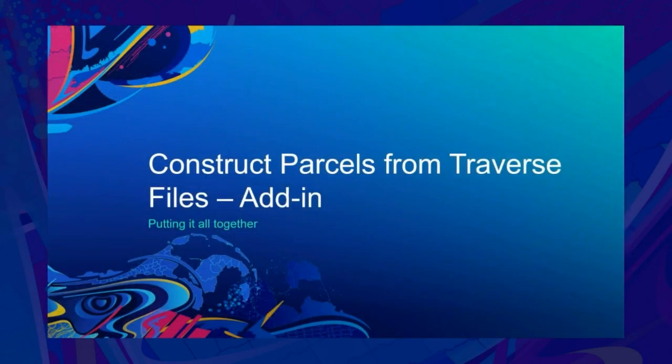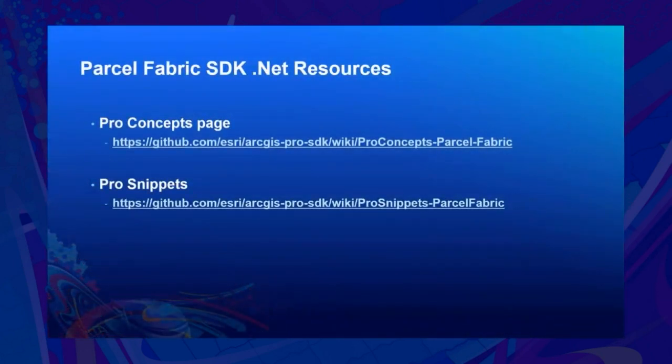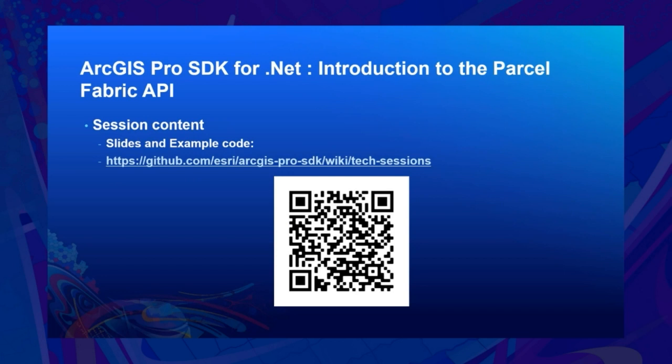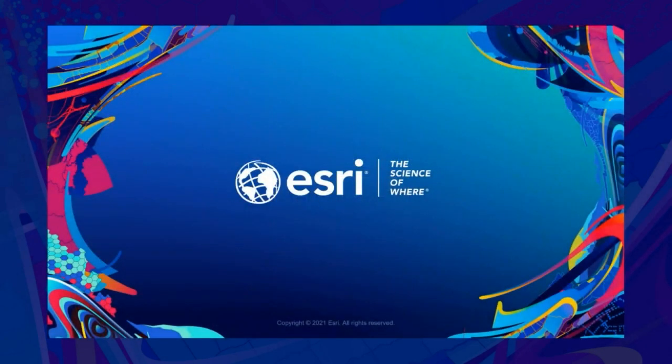Well, that brings us to the end of the session. But before we end, here are some resources. There's a Pro Concepts page that you can get from this link, and this goes through a lot of what we've seen here today. And that includes the code snippets that you saw in the session. And then there's also all the sample code and data from this presentation. It is all available to you here via this link or QR code. At that location, you'll find a folder called Introduction to the Parcel Fabric API. From that, you can get this content. Thank you very much for watching. We look forward to hearing about all the new add-ins you've got planned.